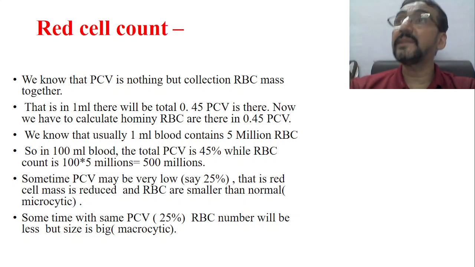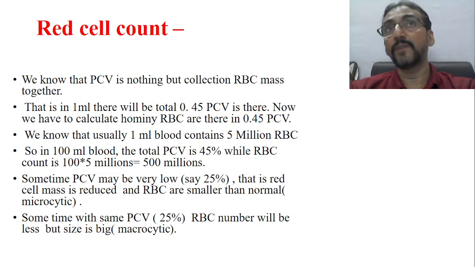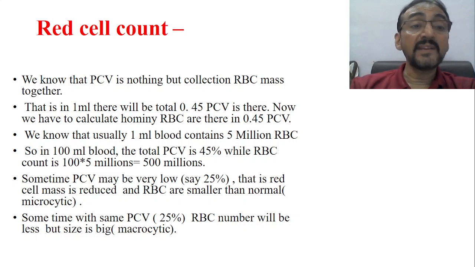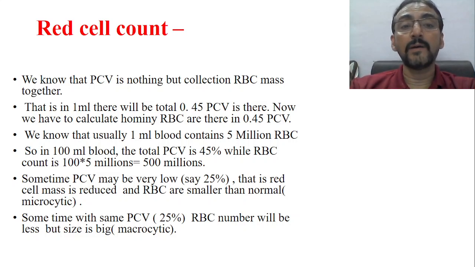और उसमें कितना RBC है हमें देखना है. So that is, in 100 ml of the blood the total PCV is 45%, while RBC count is 5 million per ml. So कैसे कैलकुलेट करना है RBC काउंट को? 100 into 5 million, because 1 ml is equal to 5 million. Okay, so 100 ml, 100 into 5 million, so that becomes 500 millions. ये कितना हुआ? तो 100 ml of the blood contains about 500 millions of RBC.